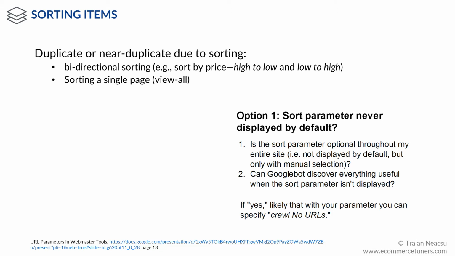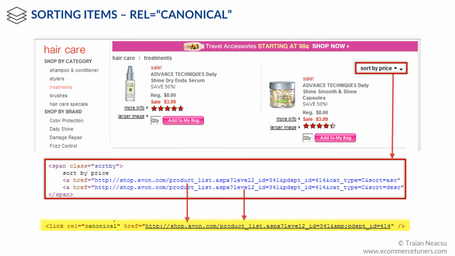The best way to approach sorting is situational, and it depends on how your listings are set up. One approach is to use rel canonical. Many times, sort parameters are kept in the URL. When users change the sort order, the sort parameters are appended to the URL, and the page reloads. In this case, you can use rel canonical on sorted pages to point to a default page.